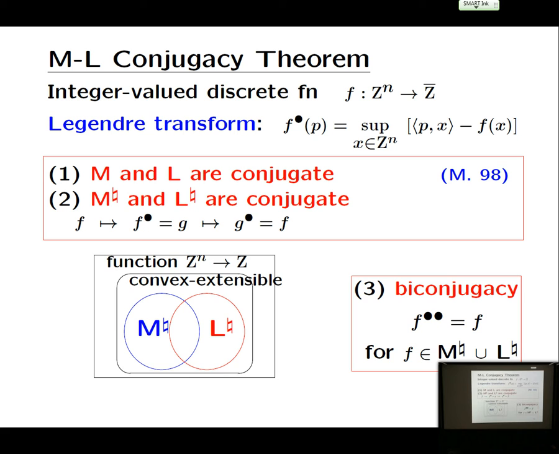L and M-convex functions are defined independently so far, but actually they have a one-to-one correspondence. Just like the matroid is defined in terms of a family of subsets and also in terms of rank functions. And as an immediate consequence, we have biconjugacy. If you start from here, apply this transformation and apply it again, we return to the original position. This is the biconjugacy.